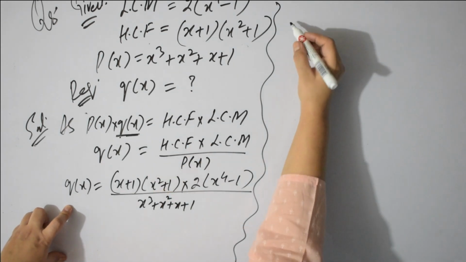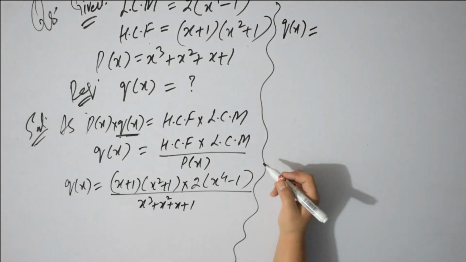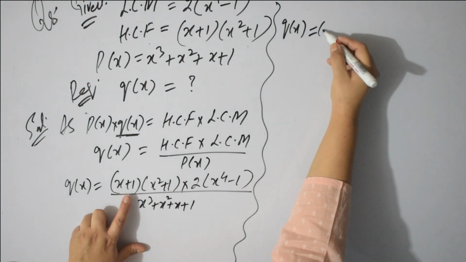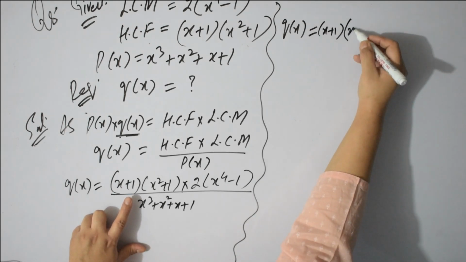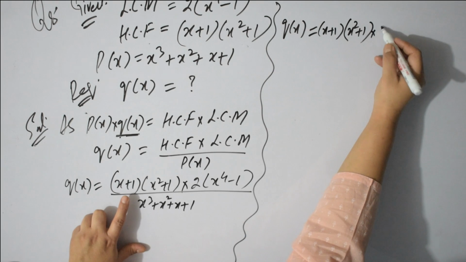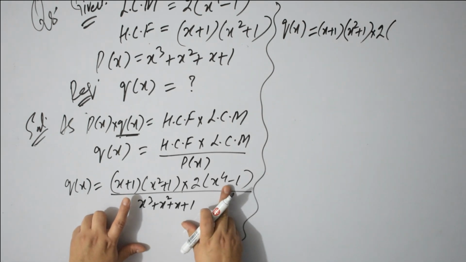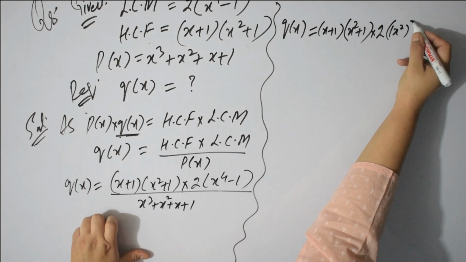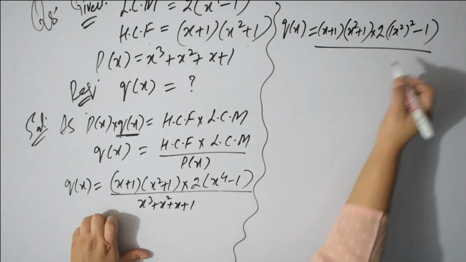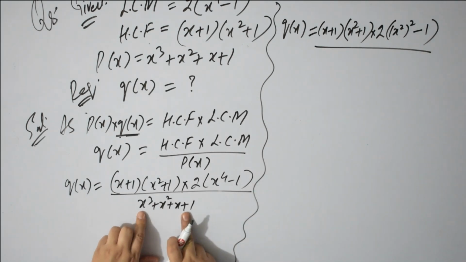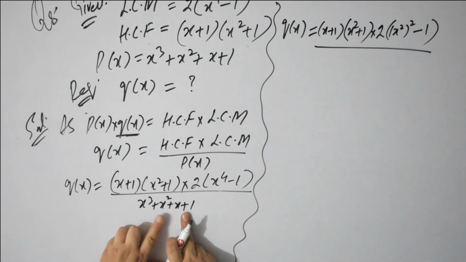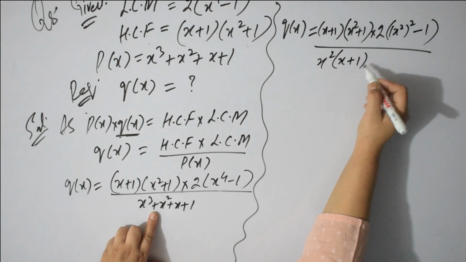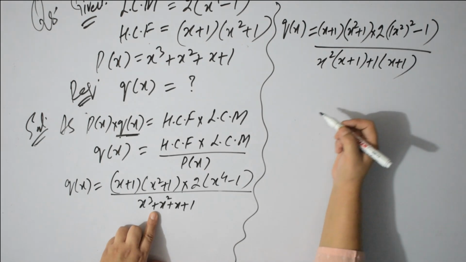Now you have to solve. Q of x is equal to x plus 1, you have to simplify it. X plus 1 as it is, x square plus 1 into 2, and x4 minus 1. x4 I am writing in standard form, that is (x square) whole square minus 1, divided by x square plus 1. I am factorizing its denominator, it can be factorized. X square is common, x plus 1 is common, x plus 1.